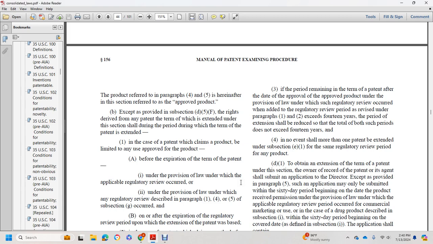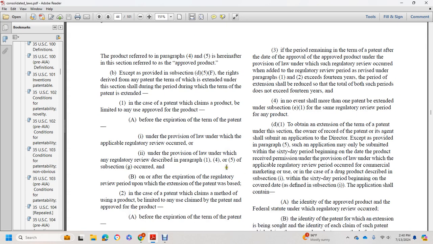In no event shall be more than 1 point extended under subsection E1 the same regulatory review period of any product. B, D1, obtaining the extension of the time of the patent, the owner of record of the patent, the agent shall submit the application to the director, except as provided in paragraph 5. The application may only be submitted within a 60-day period, beginning with the date the product receives the permission under the provision of law under which the applicable regulatory review period occurred for commercial marketing or use, in the case of a drug product described in subsection 1.